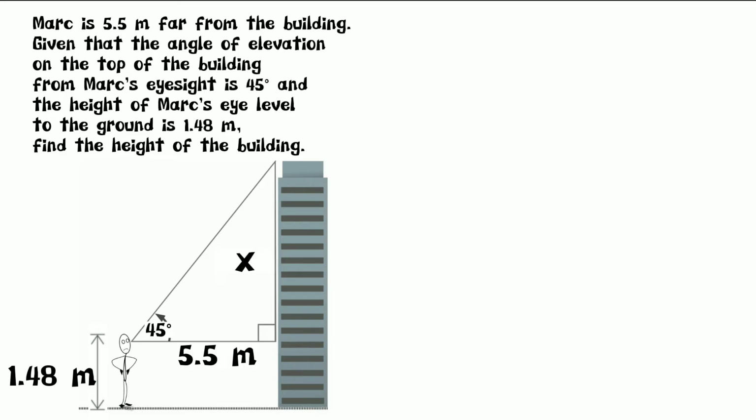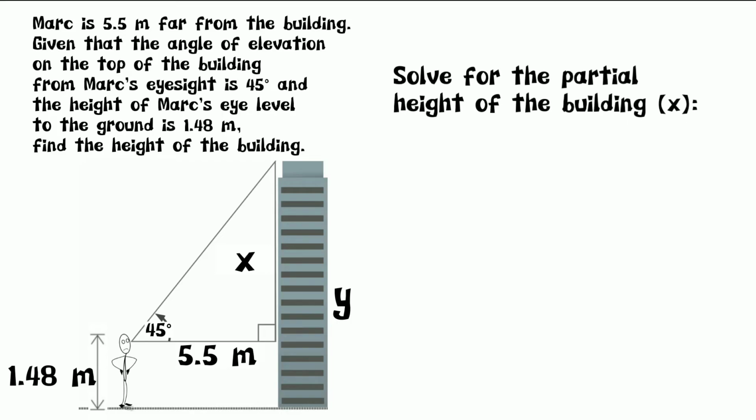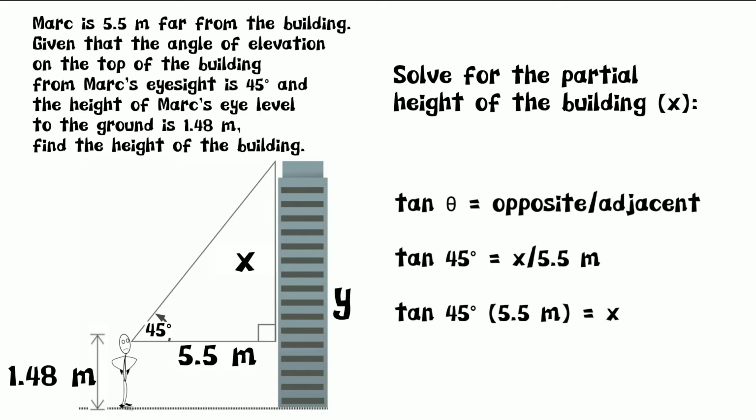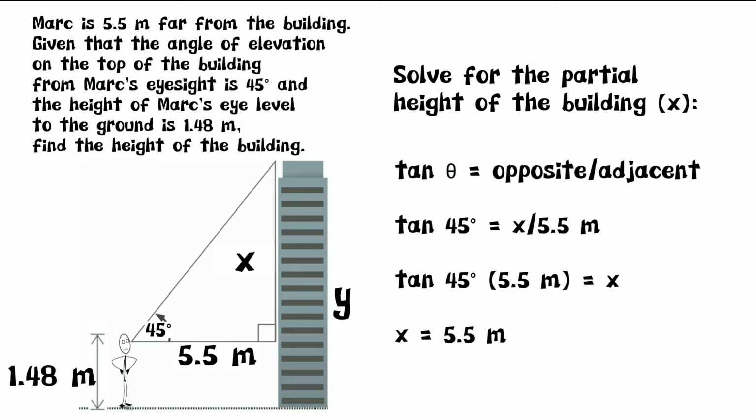We denote x as the partial height of the building and y as the total height of the building. The height of the building is missing, so we are going to solve for it. The concept of trigonometry that we are going to use to find the height of the building is tangent, which is opposite over adjacent.